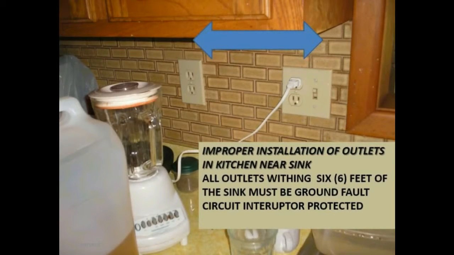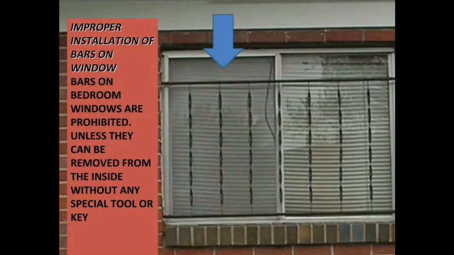Improper installation of outlets in kitchen near sink. All outlets within 6 feet of the sink must be ground fault circuit interrupter protected. Refer to the 2009 International Property Maintenance Code, Section 605.2, Receptacles.